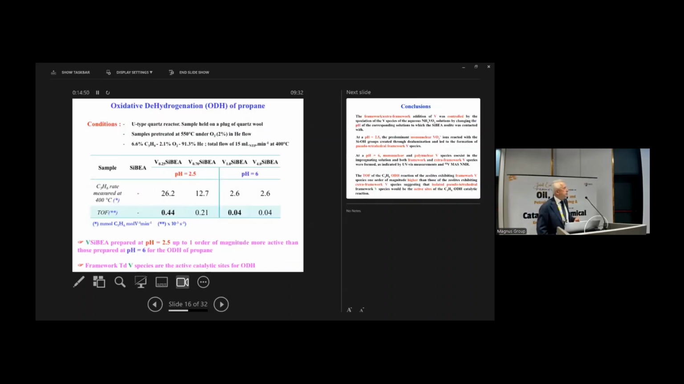Now we use this catalyst for oxidative dehydrogenation of propane, and we can see that when we were at pH 2.5, for vanadium beta zeolite, we have 10 times higher propylene formation rate than in the case of preparation at pH 6. 10 times higher rate, and also turnover frequency is 10 times higher here than here when we prepare it at pH 6. So this shows us that the condition of preparation of the catalyst in the case of vanadium is very important, because at pH 2.5 we have more active catalysts with high selectivity for propylene formation.